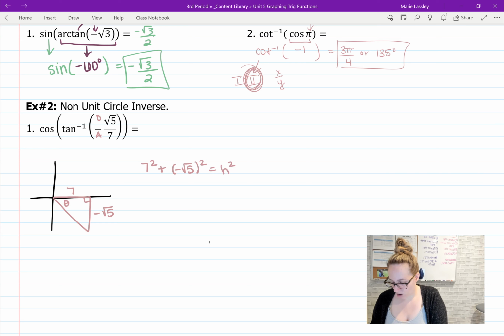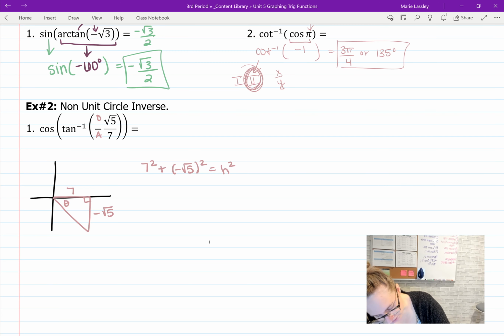So 54, are there any perfect squares that go into 54? 9 does, right? 9 and 6. So yeah, so hold on, this becomes 54 equals h squared. Take the square root of both sides. And like I said, this simplifies to 3 root 6, and there's nothing else I can take out of 6. So that is my hypotenuse, 3 root 6.